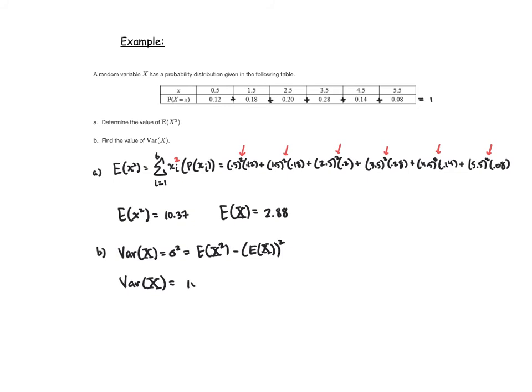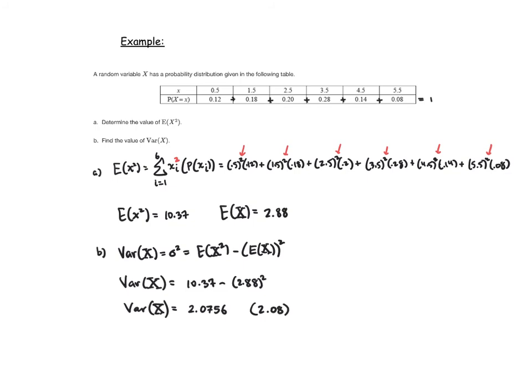Now to find the variance, we're going to go ahead and take 10.37 minus 2.88 squared. I end up getting a value of 2.0756. Now, depending on what you're asked to, for sig figs, I would assume that out to 3 decimals, or out to 3 sig figs, we would go with 2.08.